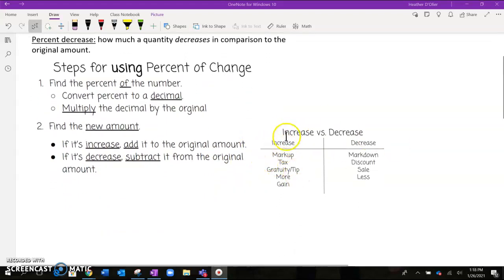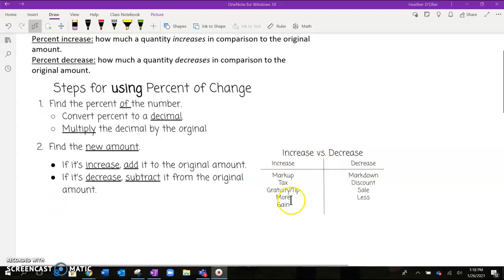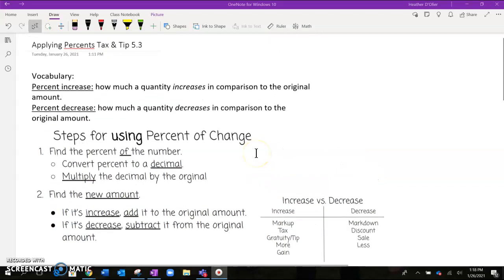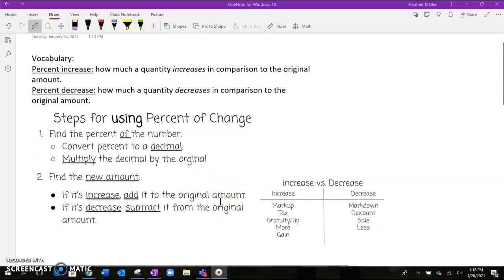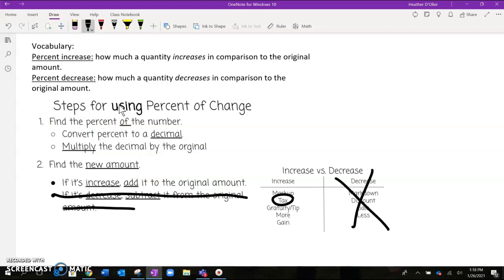We've got our words here: increase, markup, tax, gratuity and tip, more and gain, and then decreases. We've got markdown, discount, sale, less. But if you notice, this is specifically tax and tip, which are both in the increase category, because tax makes our amount that we owe larger, and so does a tip. So these are specifically only increases. For these two, we don't even have to worry about decreases because tax and tip are an increase.